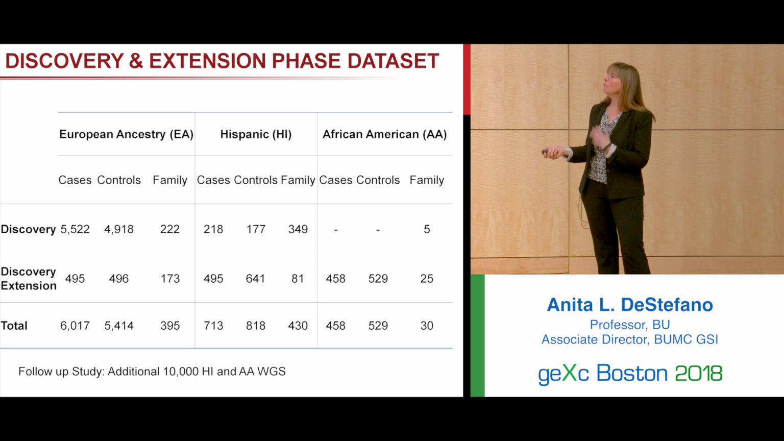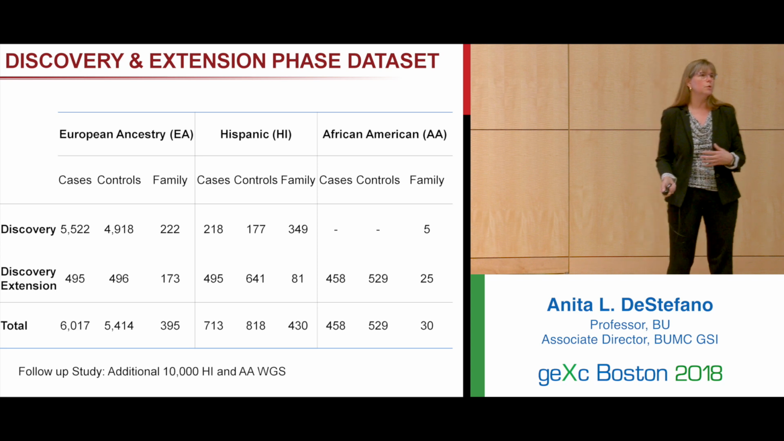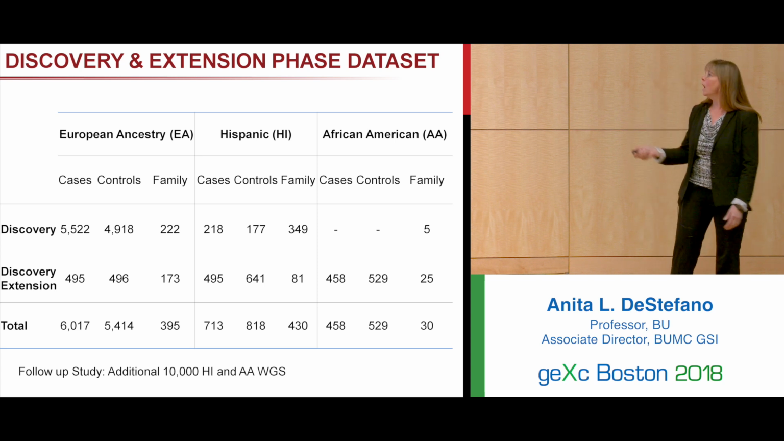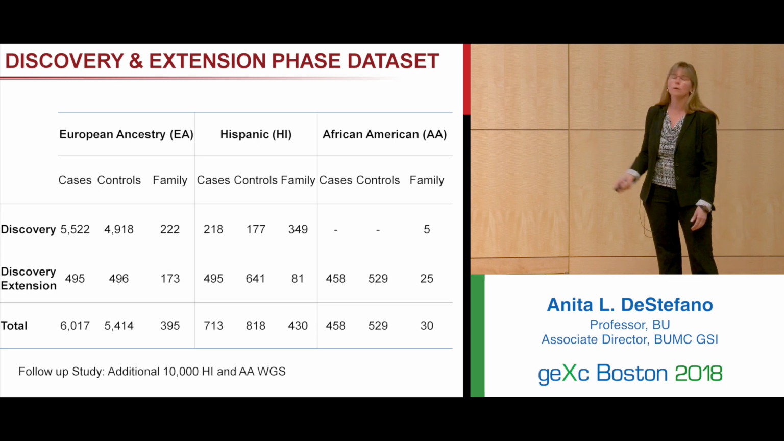This, again, is just a different representation of the data that's also showing the different ethnicities. So the majority of the earlier data was European ancestry with also some Hispanic data. And now in the discovery, extension, and subsequent phases, again, a goal is to increase the ethnic diversity. Just to point out, there was this one African-American family.